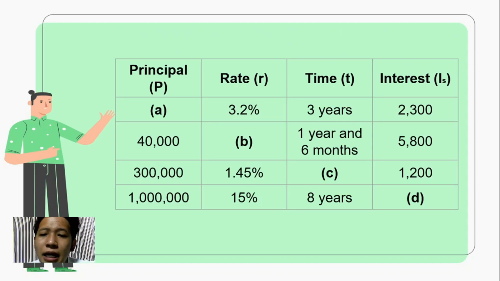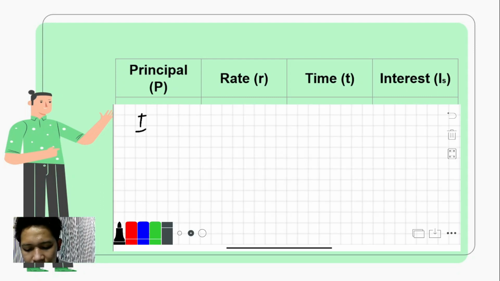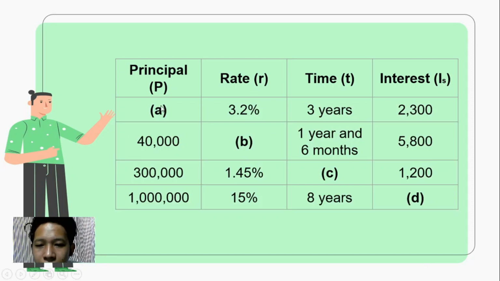Okay? But there are cases in which it's not the simple interest itself that we are solving for, or what's missing in the problem. It can be that the missing value is the principal, or the rate, or the time, or the interest. Okay? In dealing with that, we also use the formula I sub S equals PRT.